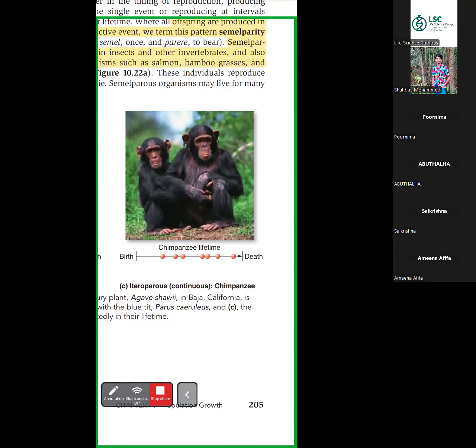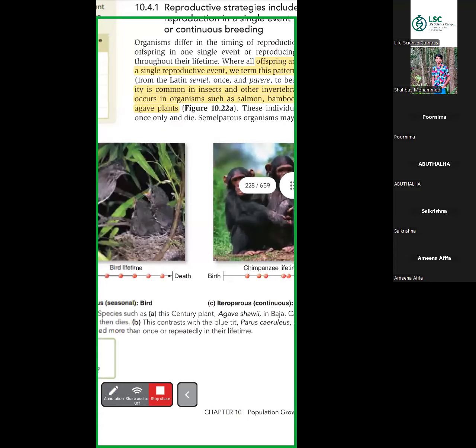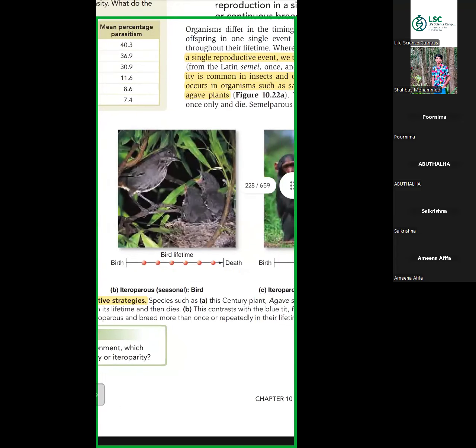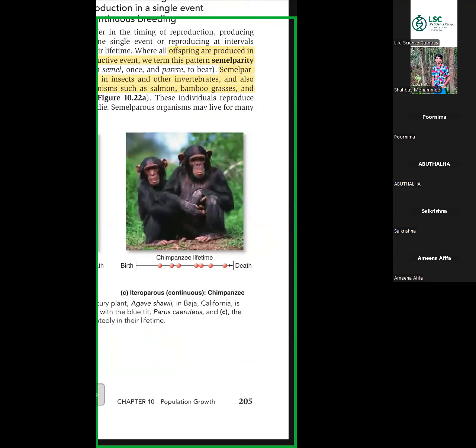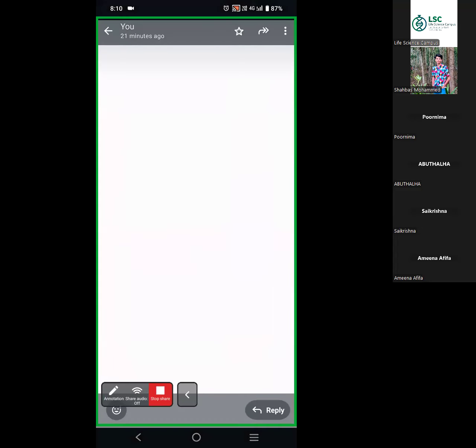So geometric growth is exhibited by periodic breeders. Periodic breeders means they show seasonal iteroparity. They mate and reproduce during particular seasons of the year. They exhibit geometric growth. And continuous breeders exhibit exponential growth. Is it clear?